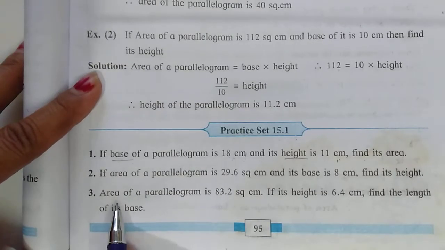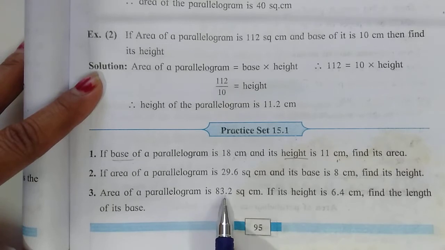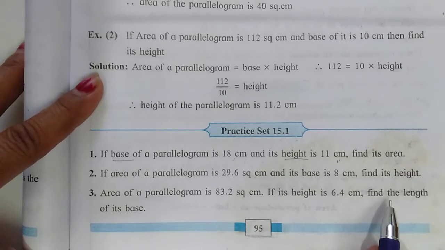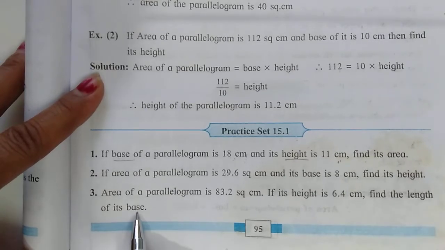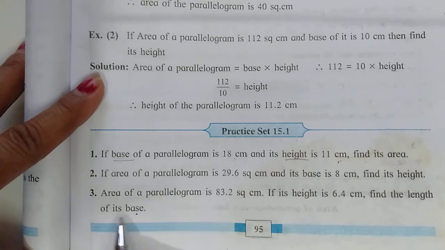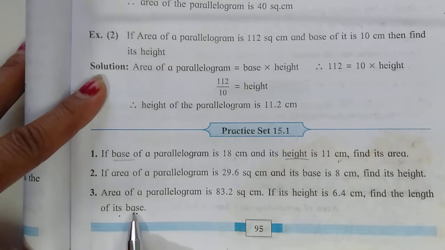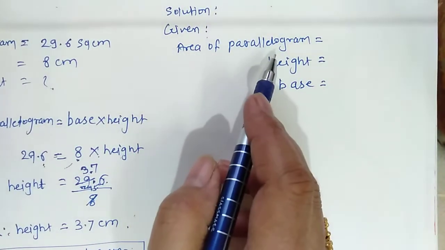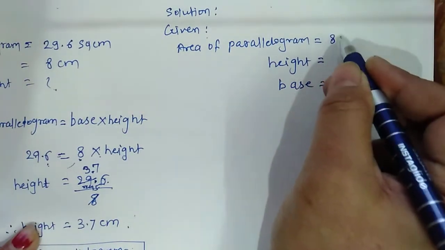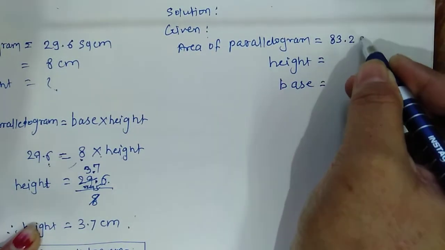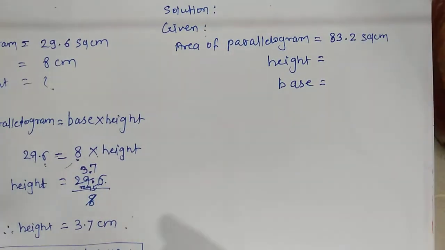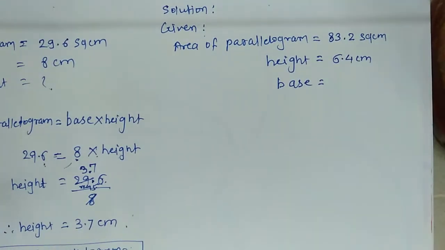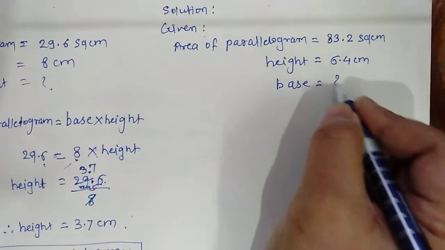Now see the third question. Area of a parallelogram is 83.2 square centimeter. If its height is 6.4 centimeter, find the length of its base. So here height and area is given. We have to find the base. Very simple. See the solution. Firstly write down the given things. Area of a parallelogram is 83.2 square centimeter. Height is equal to 6.4 centimeter and base is equal to question mark.